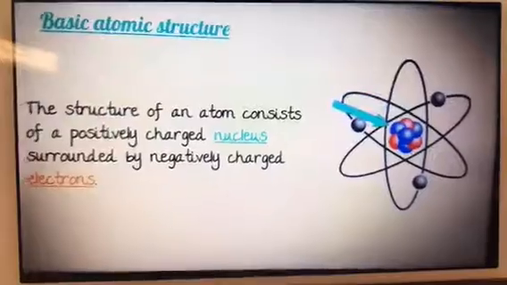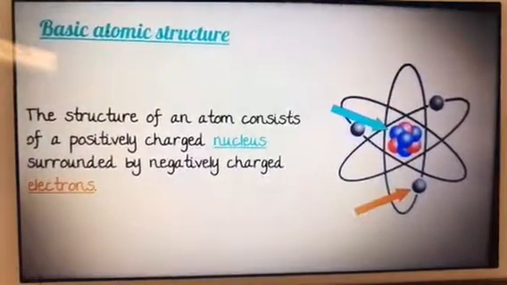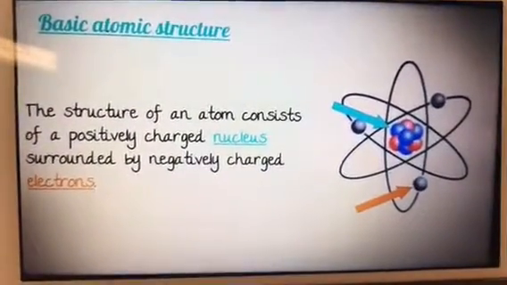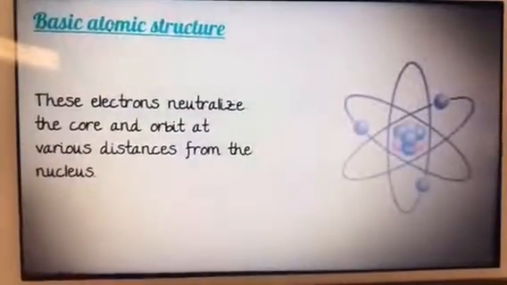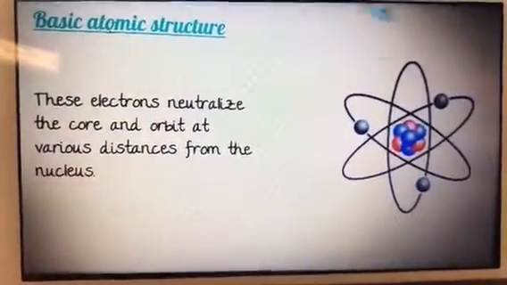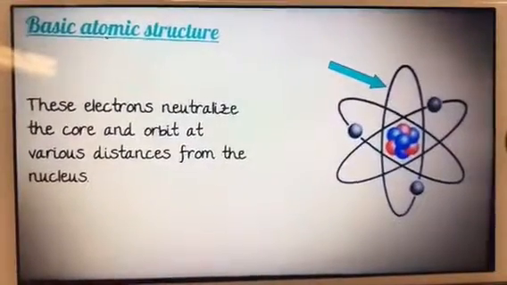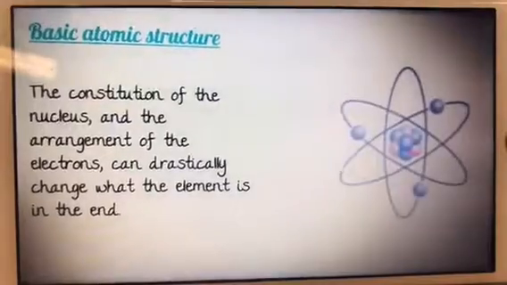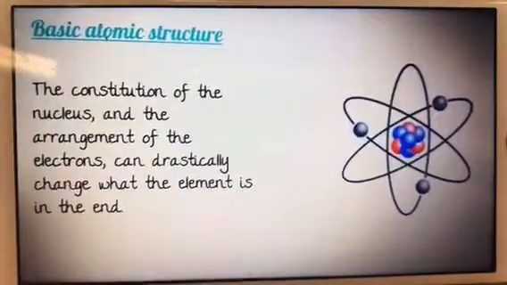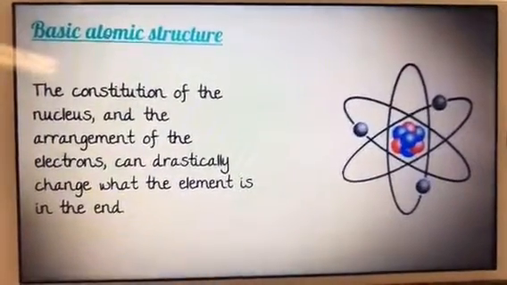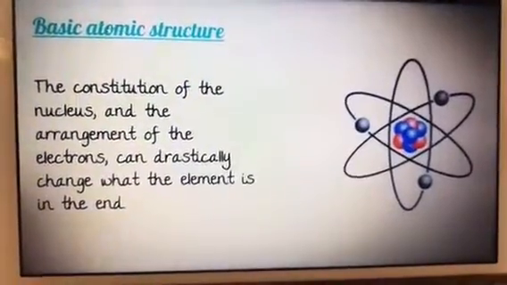The structure of an atom consists of a positively charged nucleus surrounded by negatively charged electrons. These electrons neutralize the core and orbit at various distances from the nucleus. The constitution of the nucleus and the arrangement of the electrons can drastically change what the element is in the end.